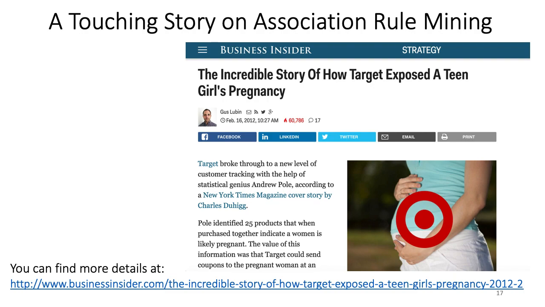Using association mining. Target had a built-in rule, based on associations, that if a customer purchases 19 items together, and again, together doesn't necessarily mean at one time, it could be during two or three weeks, whatever the definition is, if they purchase those 19 items, it means they're pregnant. And that's how they figured out that this teenage girl is pregnant.